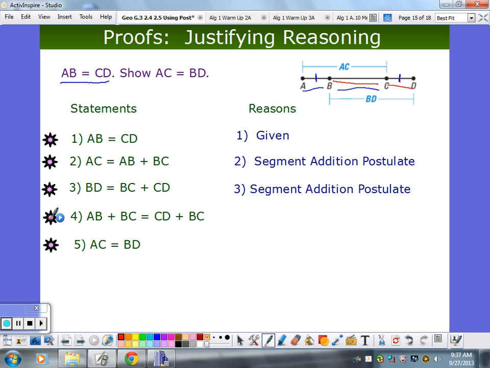All right. Now look at this. AB plus BC equals CD plus BC. I could have put this the other way, BC plus CD. It might be a little easier to see. They mean the same thing because of the commutative property. So we are using the commutative property of addition. Why can I say that?